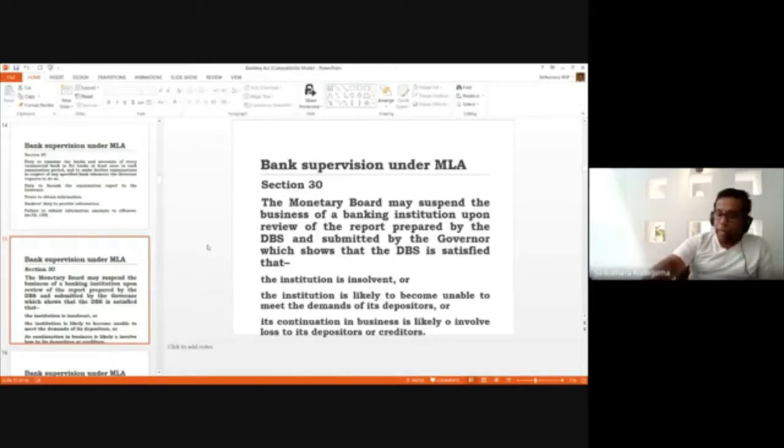Just compare this to what I mentioned about provision of lender of last resort facility. Now, it clearly shows that lender of last resort facility is given when the institution is not insolvent, right? Now here, if the institution is insolvent, the central bank is going to suspend the license and take action. After suspension, there is a possibility of reversing the suspension and reviving the business, or going into liquidation of the entity, right?